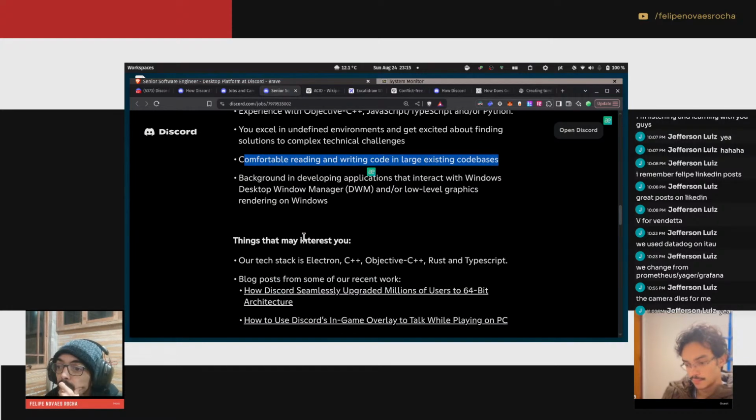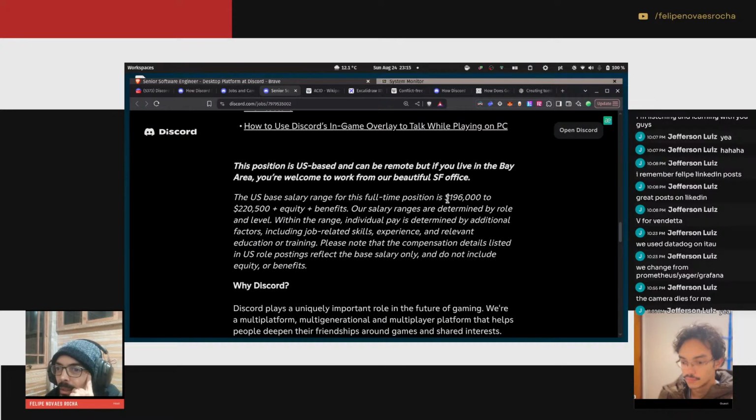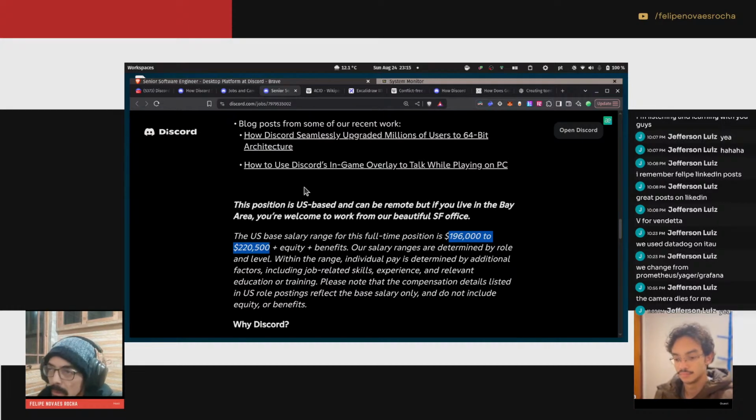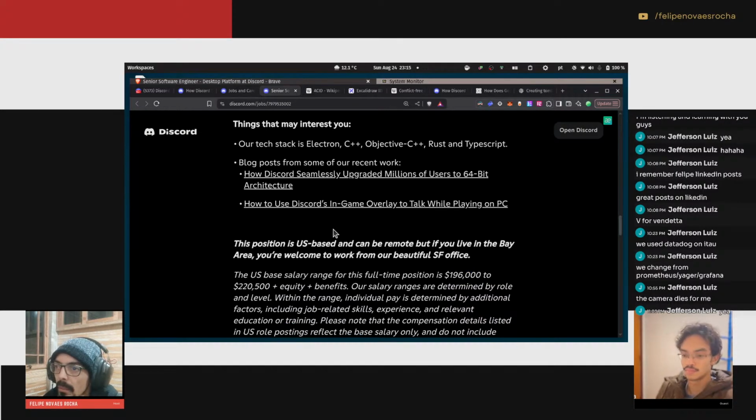Okay, comfortable reading and writing code. So Electron, Objective-C, Rust, and TypeScript. How Discord seamlessly upgraded millions of users to 64-bit architecture. That should be awesome to read too. The salary is less, like 100,000 less, compared to the machine learning position. Yeah, but the machine learning position was also requiring a PhD, and people need to invest a lot of time and money to have all this. Nice one.